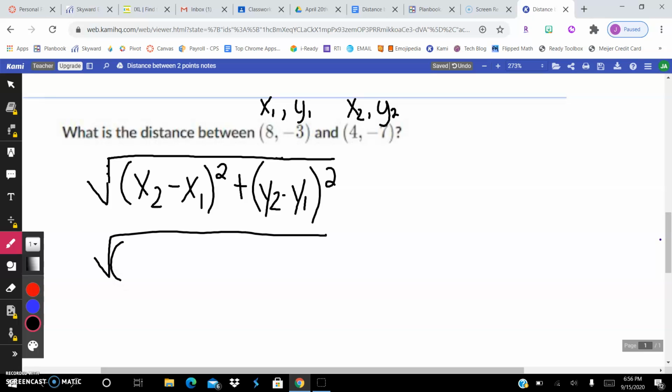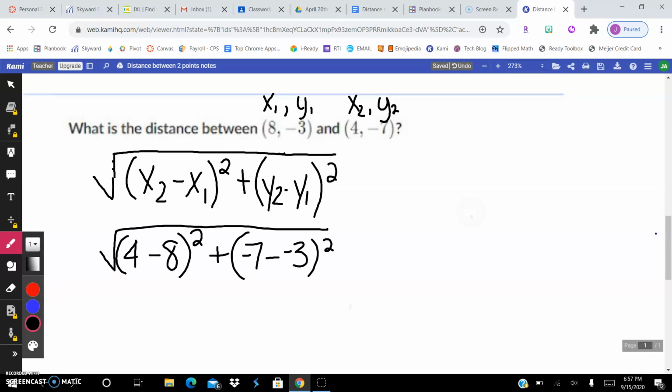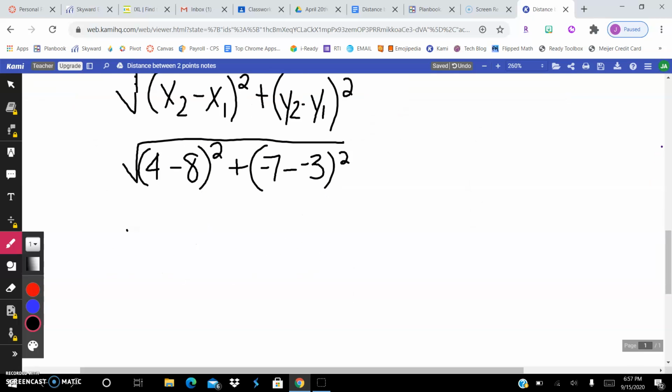So the first number I need is x2. So x2 looks like it would be a 4 over here, minus x1 is an 8, plus, and then y2 is negative 7, minus y1 is negative 3, and then we have to square that. So now what I would do is I would go through and simplify these. 4 minus 8 would give us negative 4.